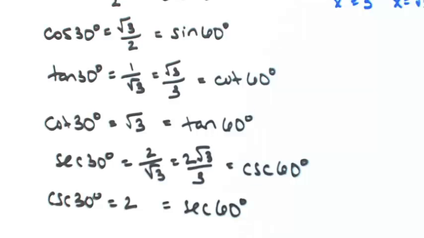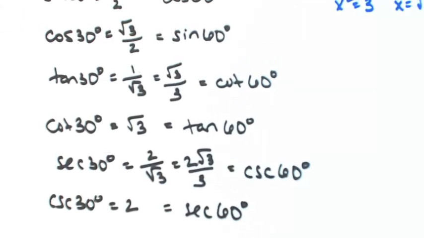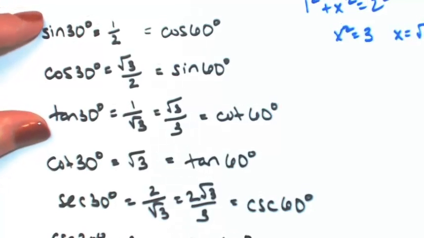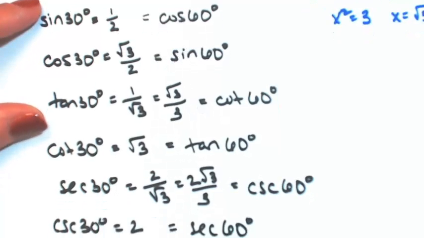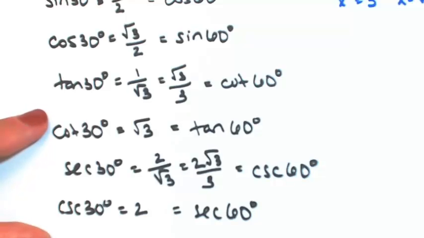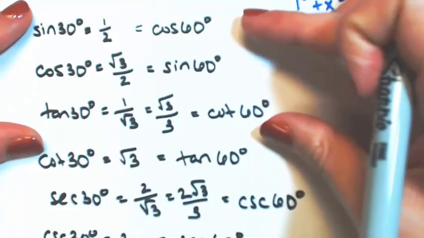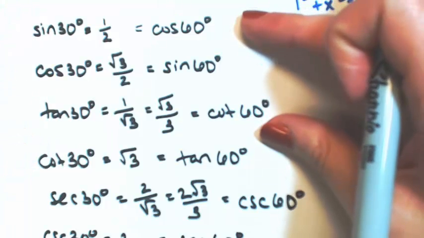So what I'm trying to get you to see here is that all you really need to know, I would say, is really just sine, cosine, and tangent of 30 degrees, because once you know those, you can find its reciprocals pretty easily. And then once you know sine, cosine, and tangent of 30 degrees, look at their co-functions of the complementary angles, and you know those as well.